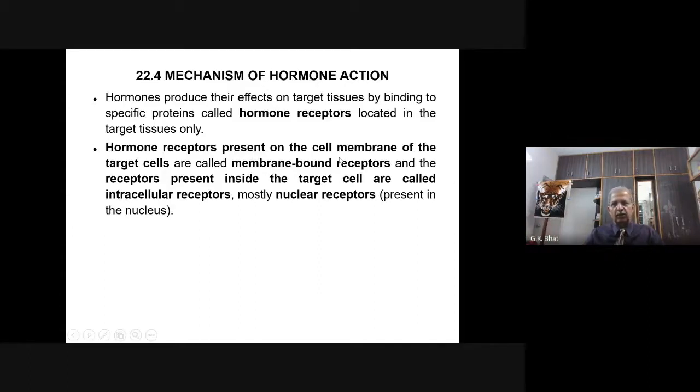Hormone receptors present on the cell membrane of the target cells are called membrane-bound receptors. So there are two types of receptors. One, membrane-bound receptors, which are present on the plasma membrane. And the receptors present inside the target cell are called intracellular receptors, mostly nuclear receptors present in the nucleus. So there are two types of receptors: one is the membrane-bound receptor, and the other is the receptor present inside the cell, called the intracellular receptor, mainly the nuclear receptor. Now let us see them.